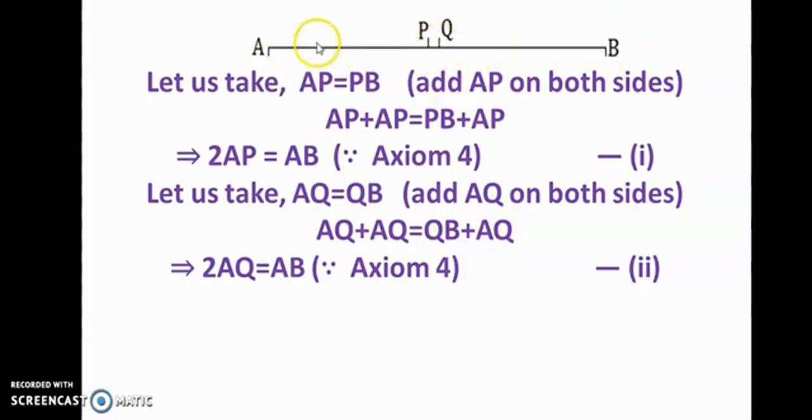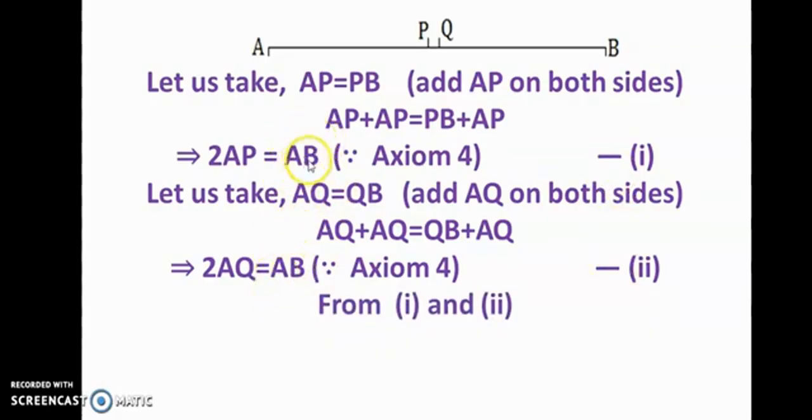According to axiom 4, the line segment AQ plus BQ coincides with the line AB. So they are equal. So instead of QB plus AQ, we can take it as AB. So here we use axiom number 4. And observe equations 1 and 2 here. Here, AB is common to both equations, isn't it?